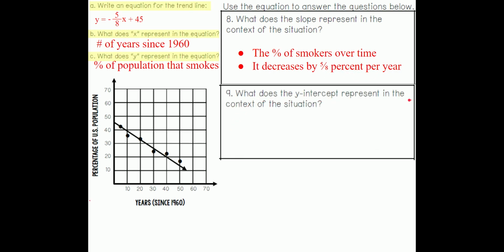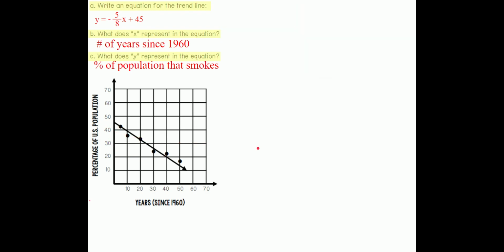What does the y-intercept represent in the context of the situation? In our graph, our y-intercept is right there. And it means that at point 0, this is not the year 0. Remember, x represents the years since 1960. So at point 0, this is 1960. At year 0, 45% of the people smoked. So the y-intercept represents the percentage of smokers in 1960, which happens to be 45.